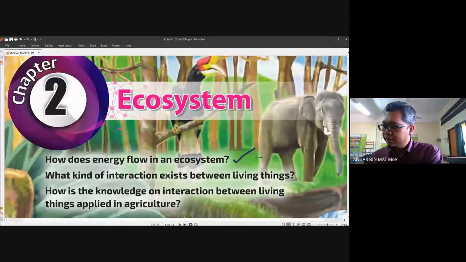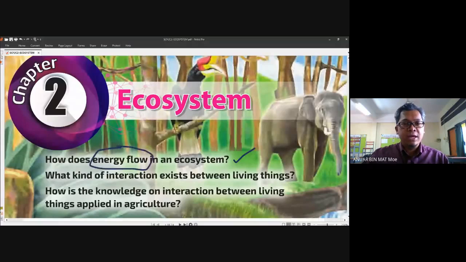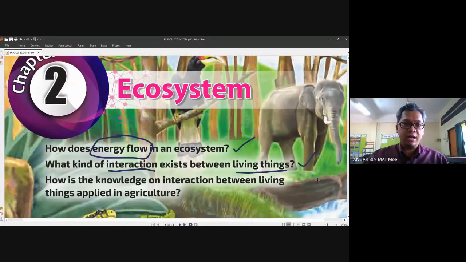You must be able later on to answer this type of question. How does energy flow in the ecosystem? What is the energy flow? And then number 2, you're able to explain the interaction that exists between living things. And then number 3, how is the knowledge on interaction between living things applied in agriculture? How we can harvest or take this type of interaction for our use. Okay, this is what we're going to learn in chapter 2.